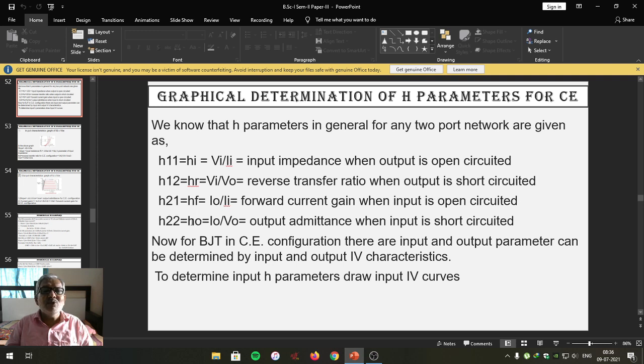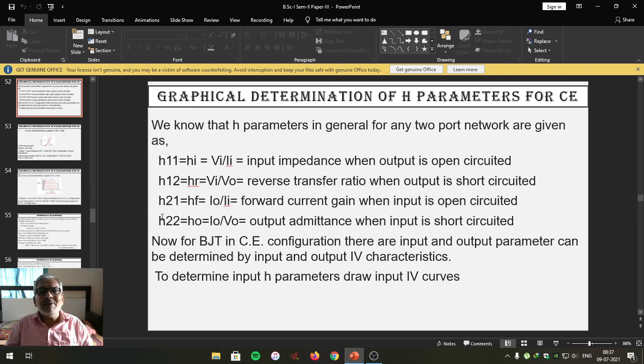Next one is H22. It is equal to Ho. It is called output admittance. So it is a ratio of output current Io upon output voltage Vo, to be treated as output admittance when input is open circuited. Friends, if you look at this, all these are a combination of impedance and admittance. So that's why these parameters are called hybrid parameters.